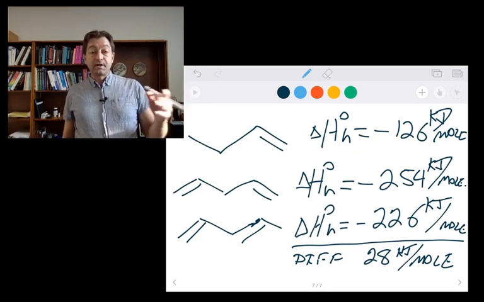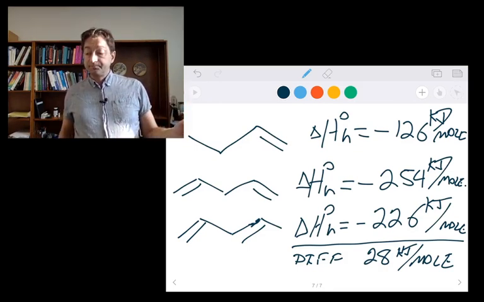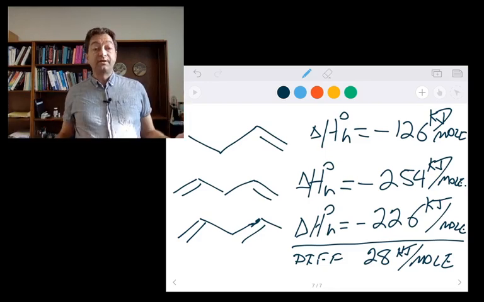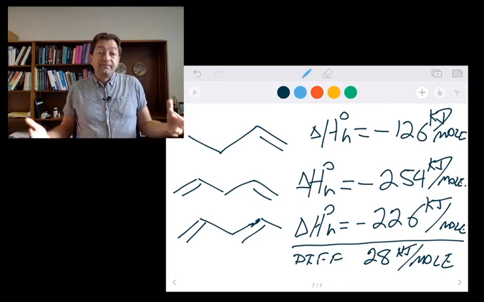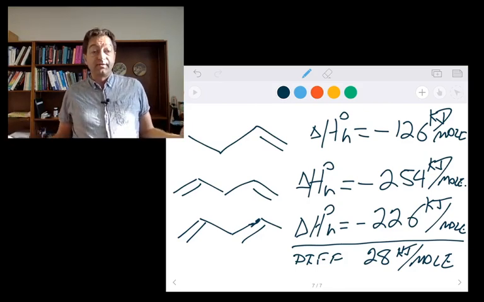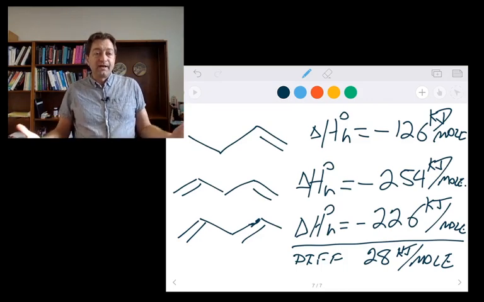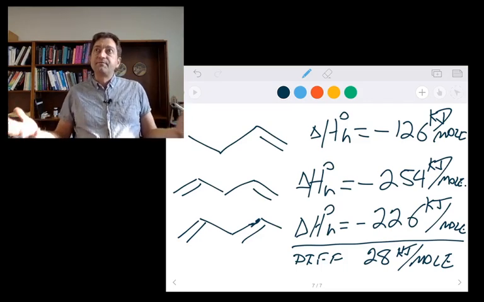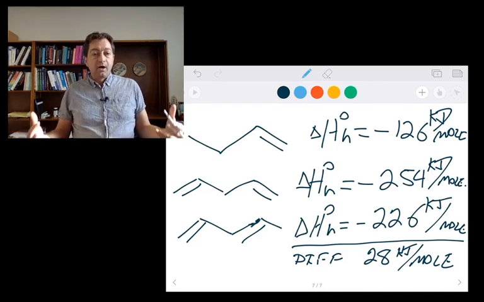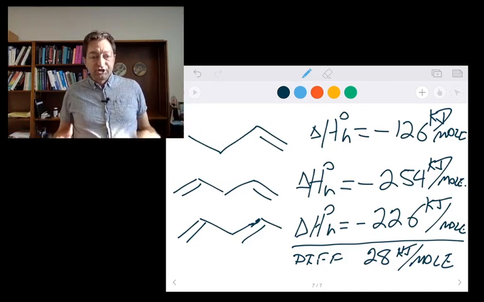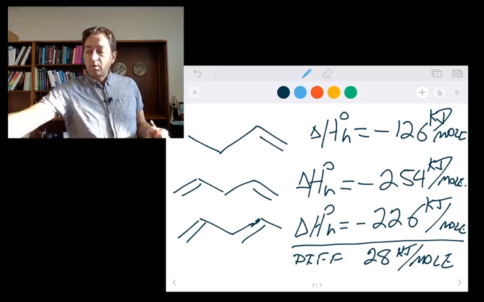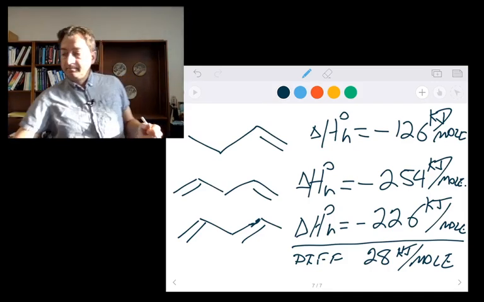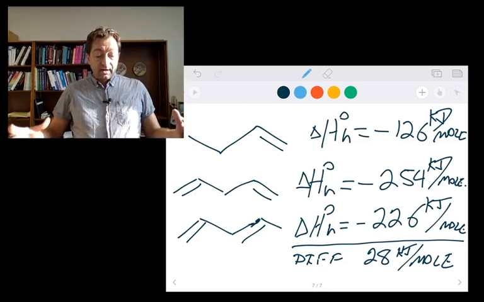But if we move those double bonds where they're adjacent to each other, that is, they're no longer isolated from each other by an sp3 hybridized carbon, then what we observe is the total heat of hydrogenation goes down by an amount of 28 kilojoules per mole, or roughly 14 kilojoules per double bond, if you want to think of it that way. So the other way to think about these energies is that our observation is the heat of hydrogenation. Our conclusion is that these double bonds that are adjacent to each other are somehow more stable or lower in energy than the ones that are isolated.